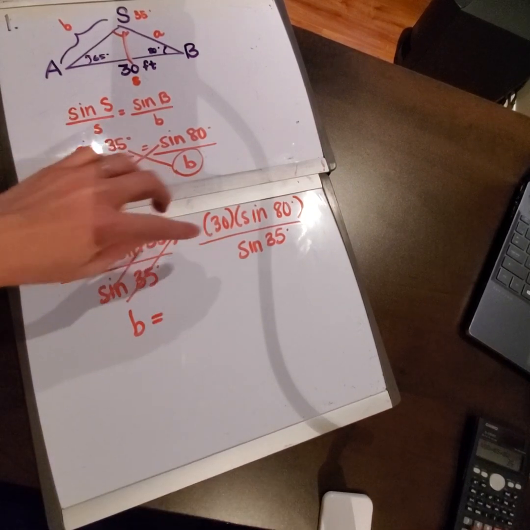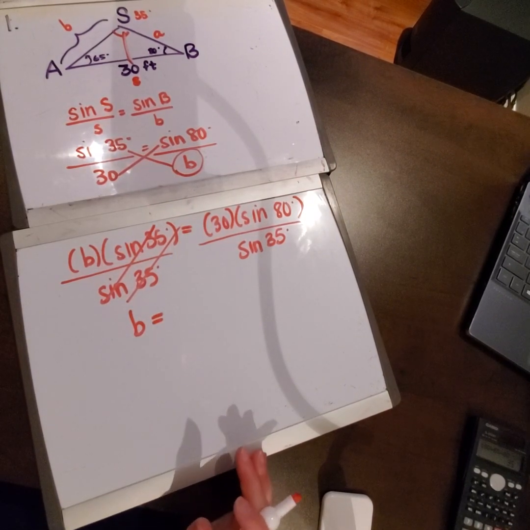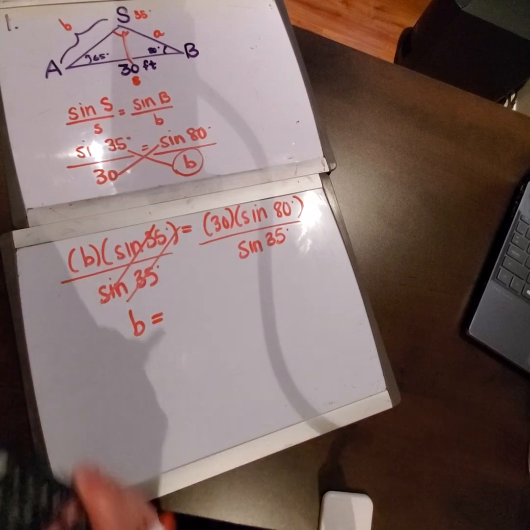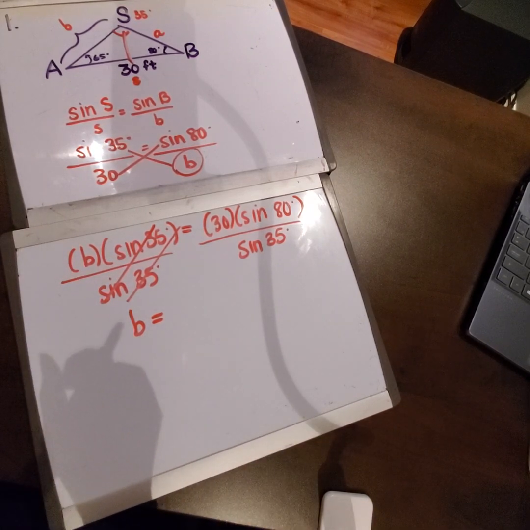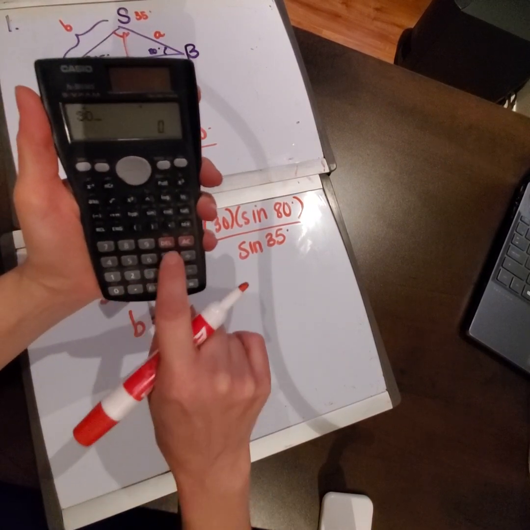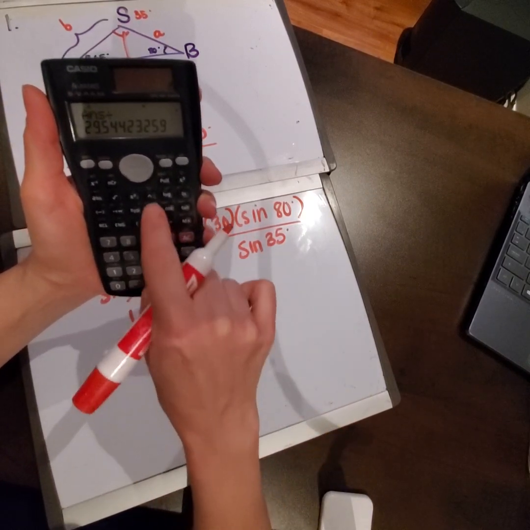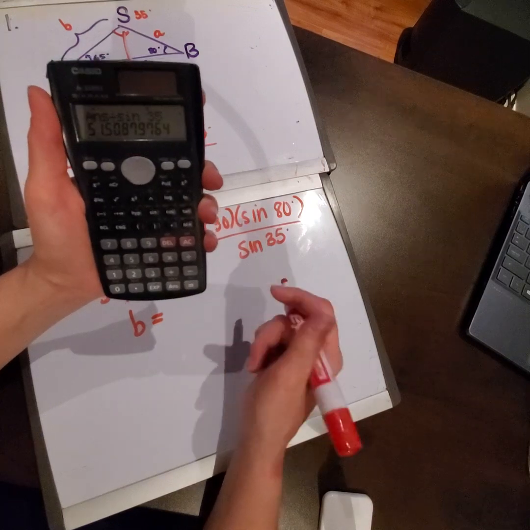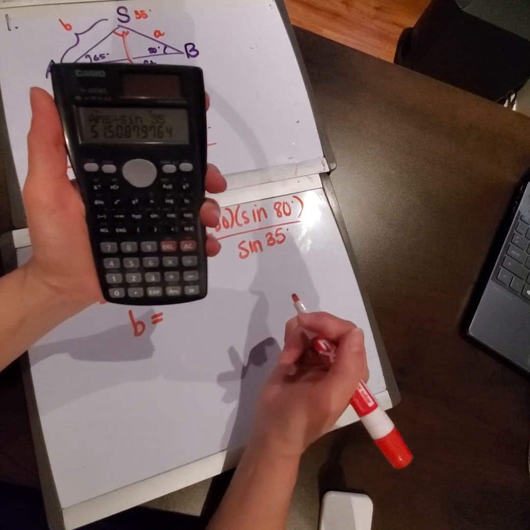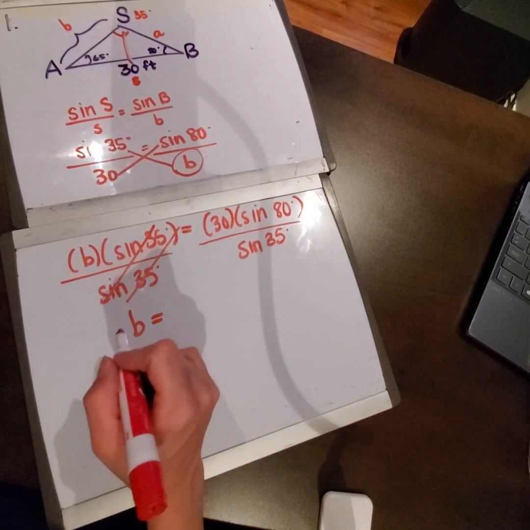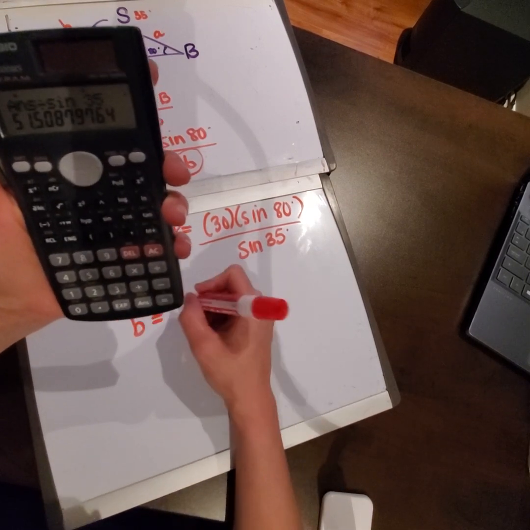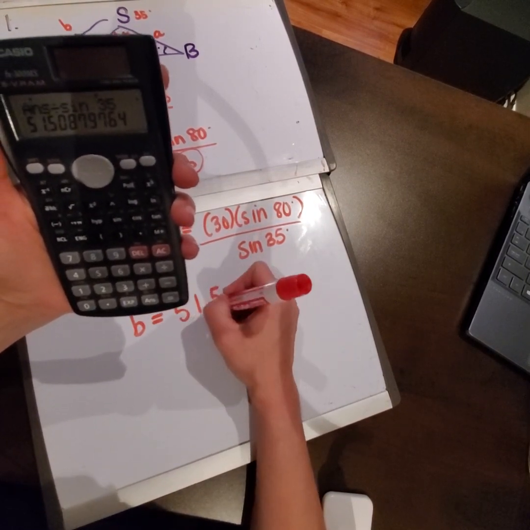And now I can notice I haven't touched my calculator yet. Now that I'm ready to go right to the final answer, I'm in degree mode and I can do that in one step. So 30 times the sine of 80 divided by the sine of 35. Do I have to sine inverse this? Absolutely not, because I'm not solving for an angle, okay? So little b is equal to 51.51.